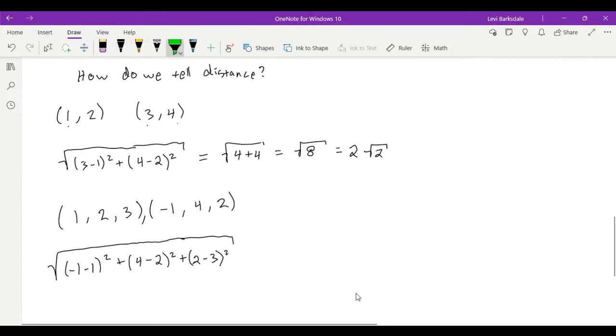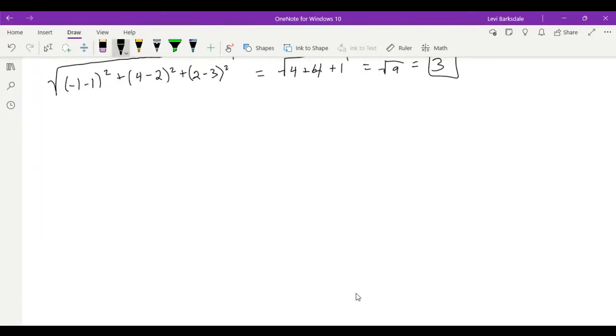And all I'm doing is for this -1 minus 1, I took my point here and subtracted this here. That would get me 2 squared is 4, 2 squared is 4, and 1 squared is 1, which is the square root of 9, which is, of course, 3.